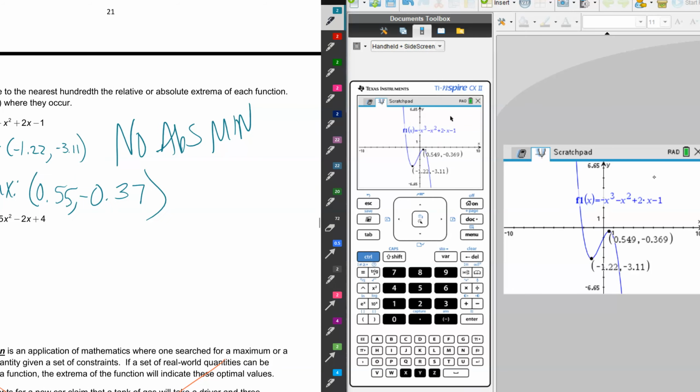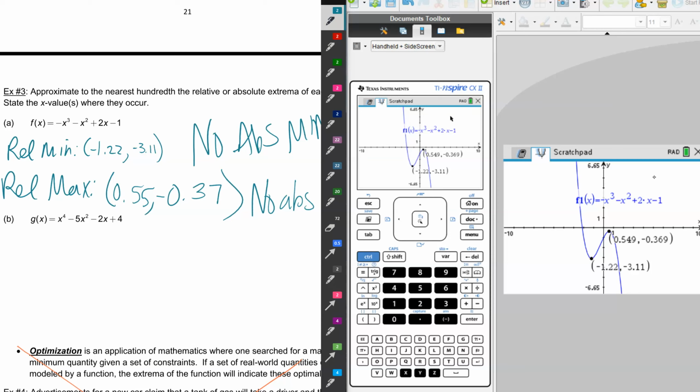Oh, wait, so I should write there's no absolute max. And remember, there's no absolute min or max because this min I found, it's not the smallest my y goes. This maximum I found, it's not the highest my y goes. Okay, so try out B, see if you can practice little keystrokes. So I'm gonna do it and I'll write it on the board.